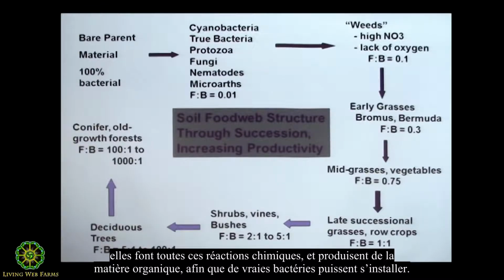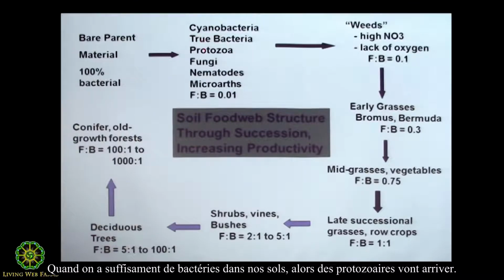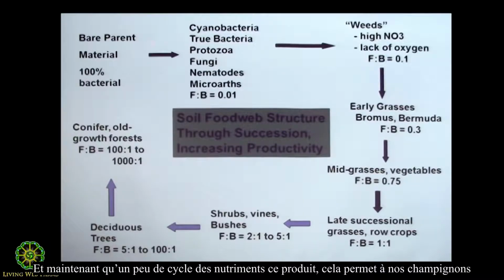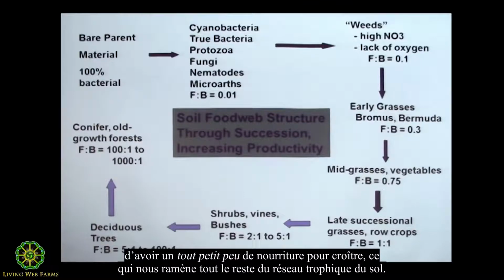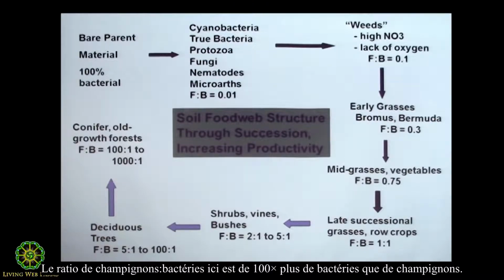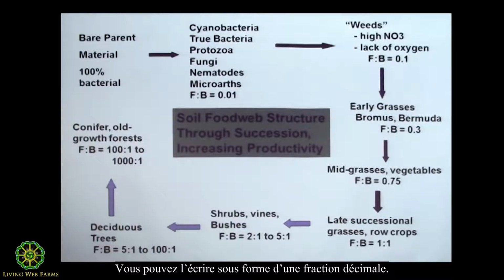So now some of the other true bacteria can come in there. Once we get enough bacteria in our soil, then we're going to get protozoa coming in. And once we have some nutrient cycling going on, now that allows our fungi to have a little bit of food to start growing on, so we start picking up the rest of the food web. Our fungal to bacterial ratio here is 100 times more bacterial than fungal. And so you can express it as that decimal fraction.